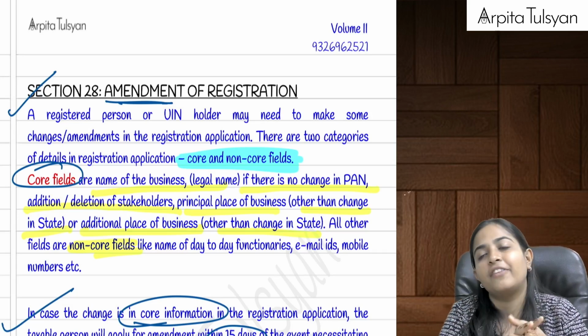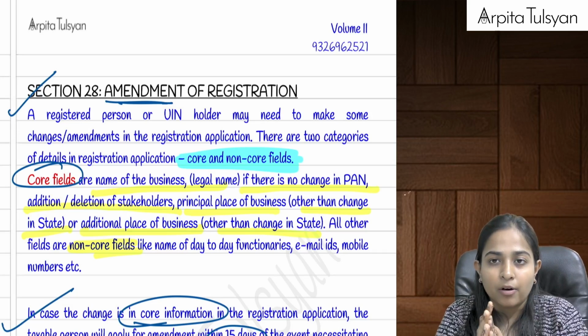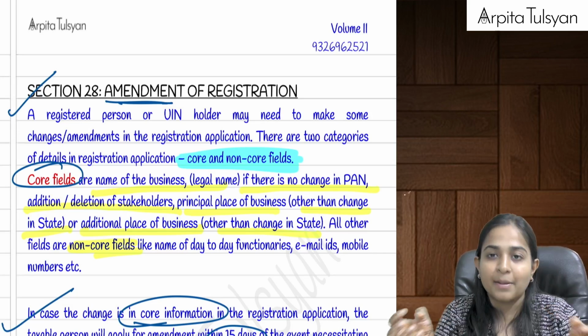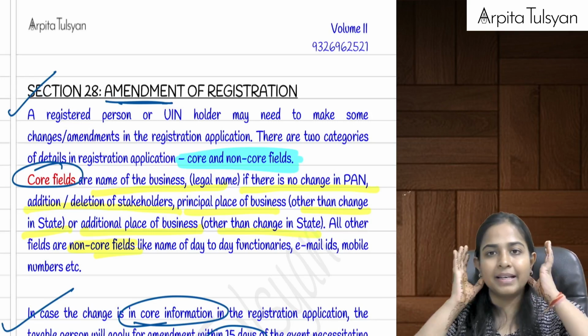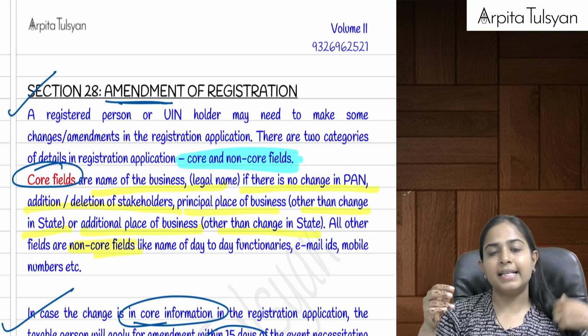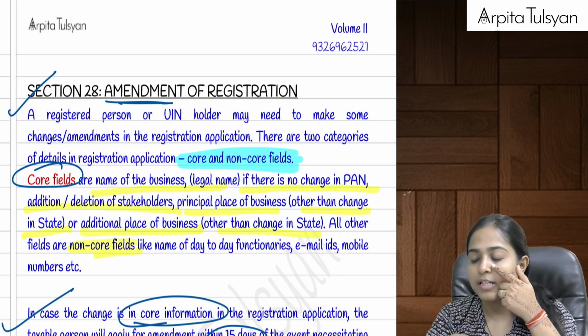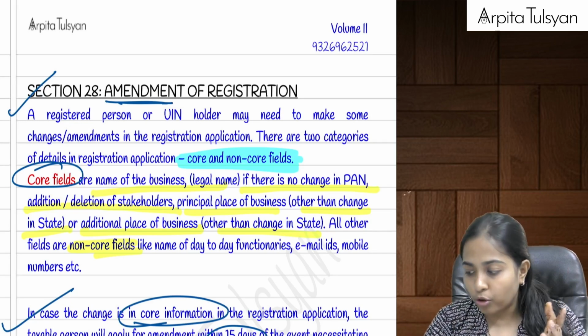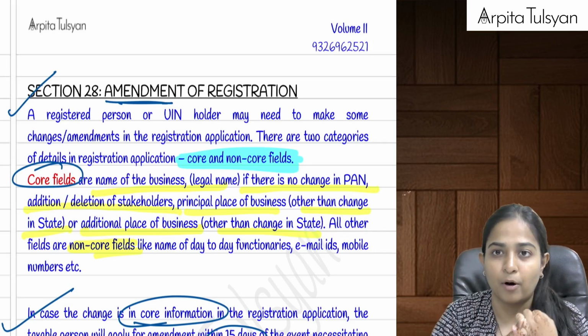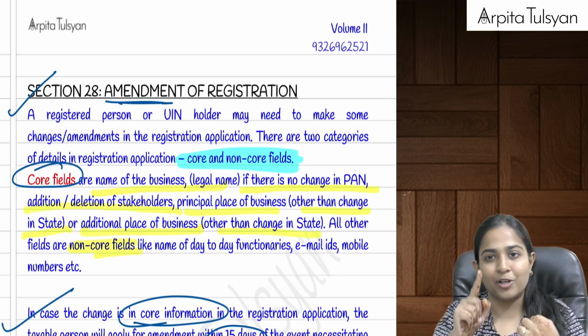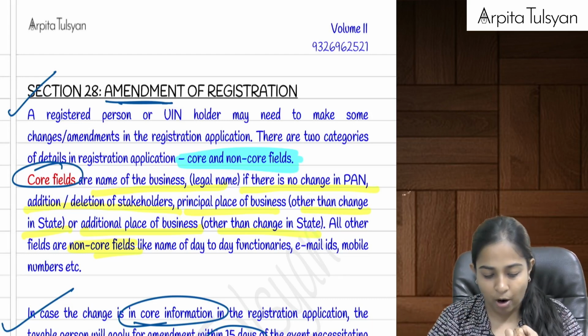Whatever information we had furnished or submitted on the GST common portal, if there are any changes in the same, then we can do amendments. These amendments are divided into two: one is core fields and the other is non-core fields. An example of core fields can be when there is any change in the name of the business, but not a PAN change, because a PAN change will lead to a new registration altogether.